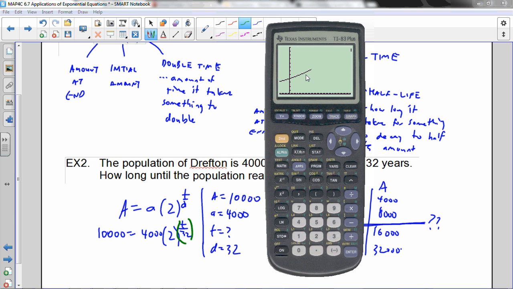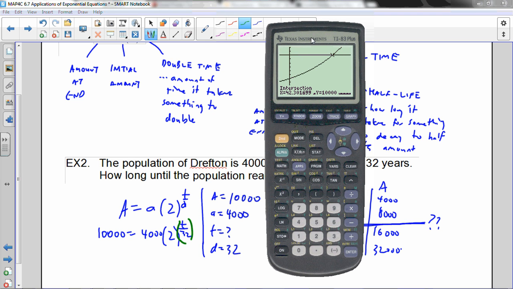There's my exponential growth, slow and steady growth in Drefton. And there's the 10,000 mark, and that's my intersection point. Remember, one of the ways was to press trace and then go over and find it, but we found that a little bit clumsy. Didn't quite get right there. So the fast way to do it is using the second trace, the calc menu, and then I go to intersect, put in the 2 curves that I want, and then I get close to the intersection as a guess and press enter. Doesn't matter how close I get, and then it tells me.